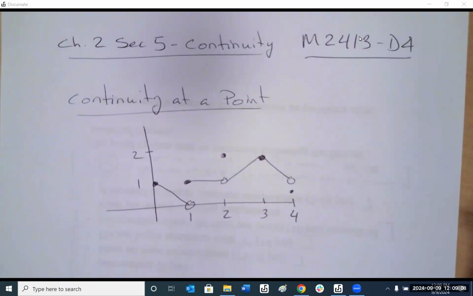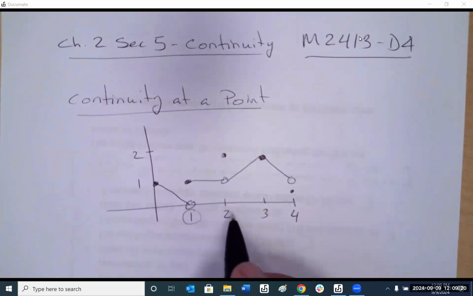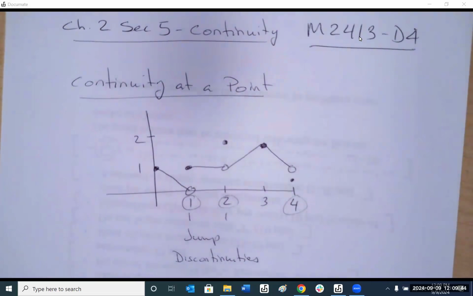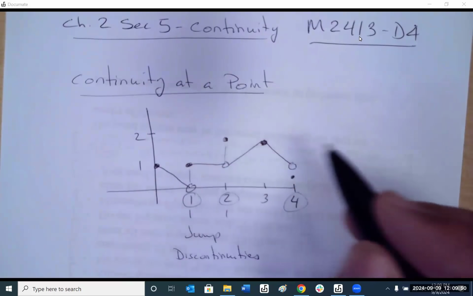We see that there are a lot of discontinuities there. Where are our points of discontinuity? One, two, and four. Why are they discontinuous there? Yeah, they have jumps, they have breaks. At one and two, those are called jump discontinuities. And four, yes. Because the values jump.